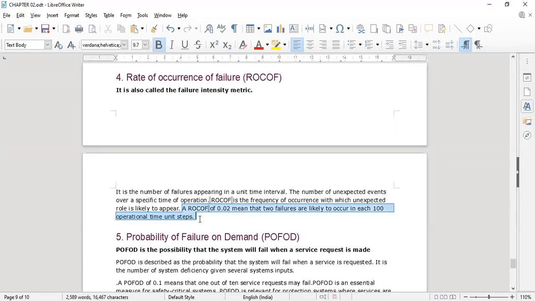Actually, here the product developer or tester may not know about these failures. So during the checking of your product, this rate of occurrence of failure can also be identified. It means how many unexpected errors can occur per unit time interval. This can be decided by the rate of occurrence of failure.